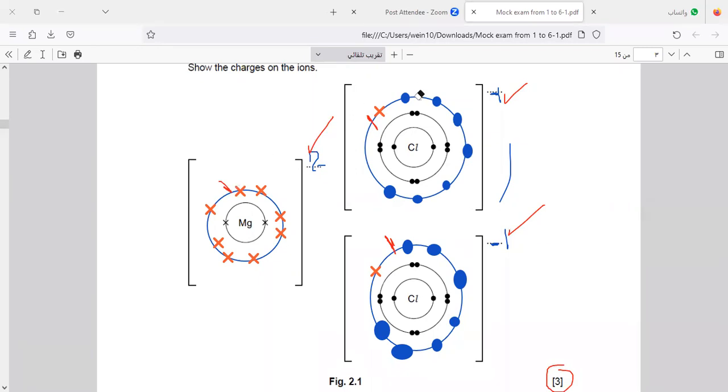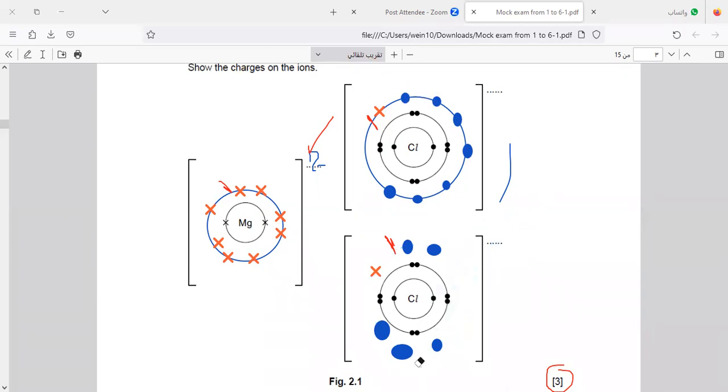A common mistake, some students forgot to draw the outer shell. Some students draw the outer shell of chlorine. It has 8 electrons, 8 dots. No. Actually, chlorine contains 7 dots, and the electron number 8 came from magnesium, supposed to be a cross, not a dot.